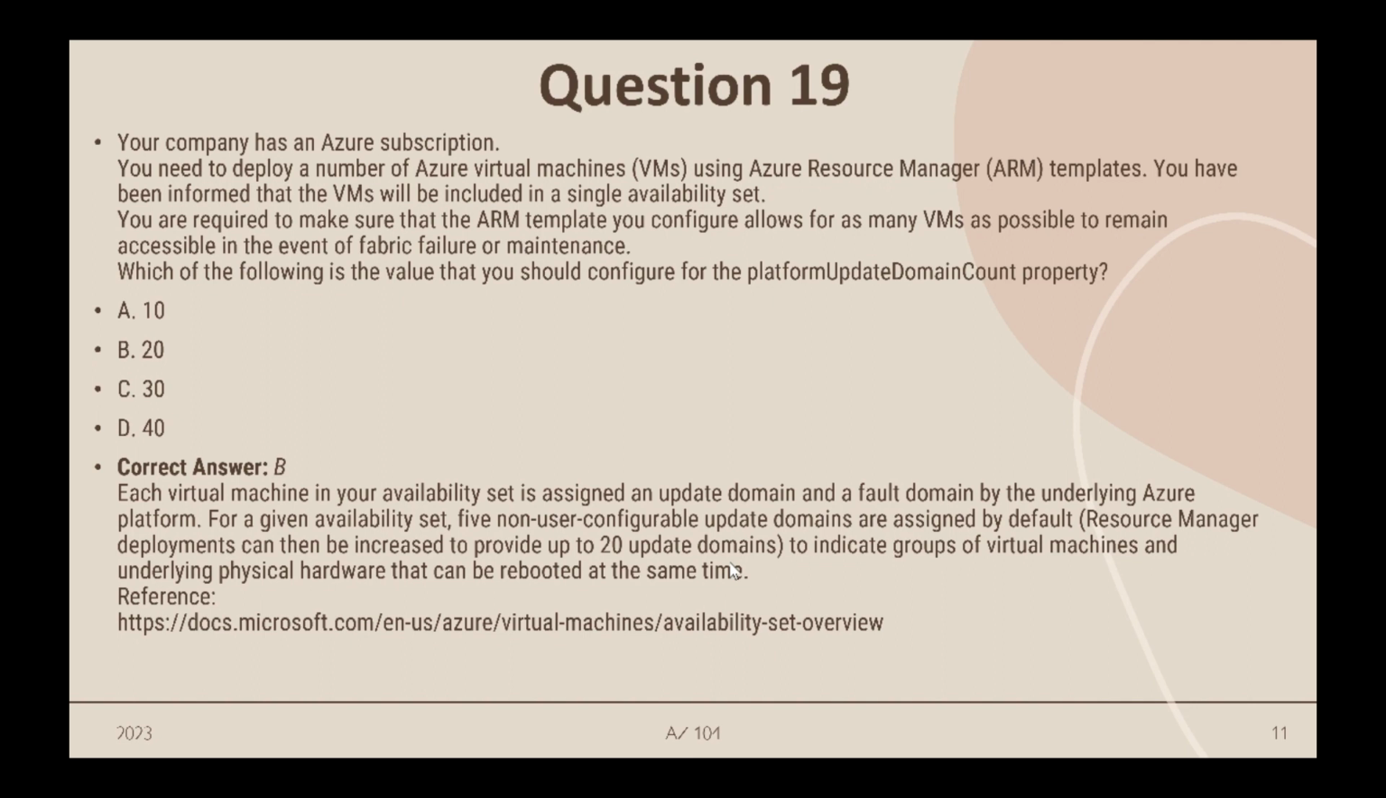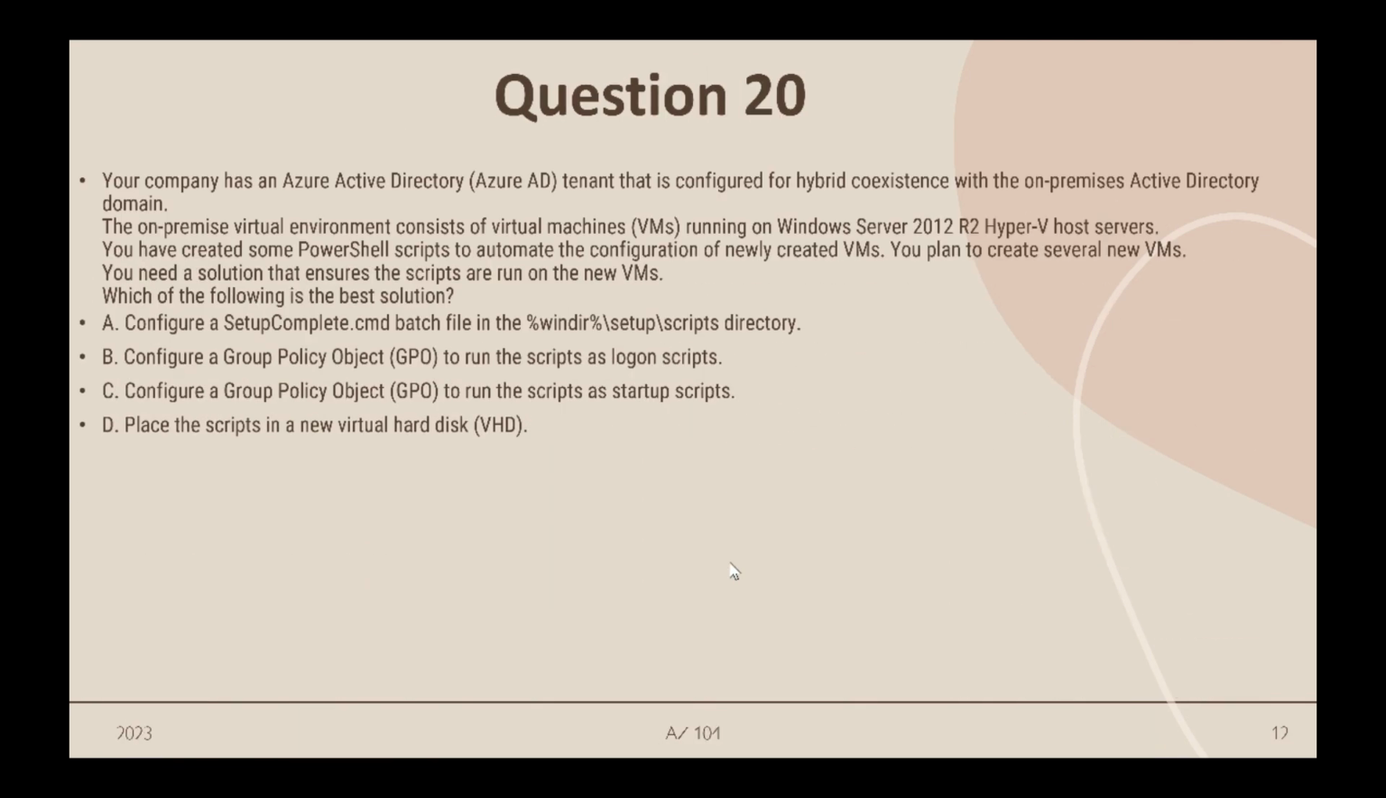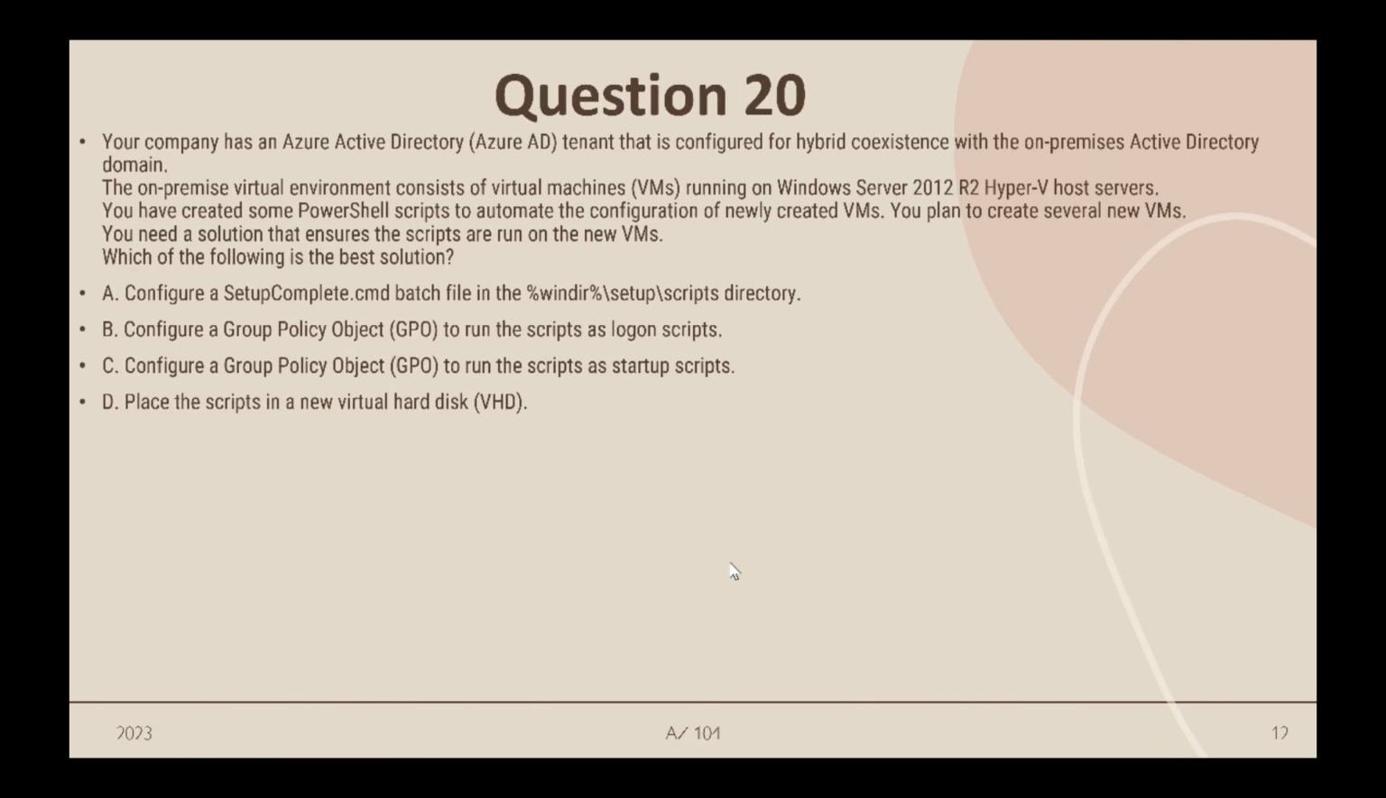Now let's look into the next question, question number 20. So this question says your company has an Azure Active Directory tenant that is configured for hybrid coexistence with the on-premises Active Directory domain. The on-premises virtual environment consists of virtual machines running on Windows Server 2012 R2 Hyper-V host servers. You have created some PowerShell scripts to automate the configuration of newly created VMs. You plan to create several new VMs. You need a solution that ensures the scripts are run on the new VMs. Which of the following is the best solution?